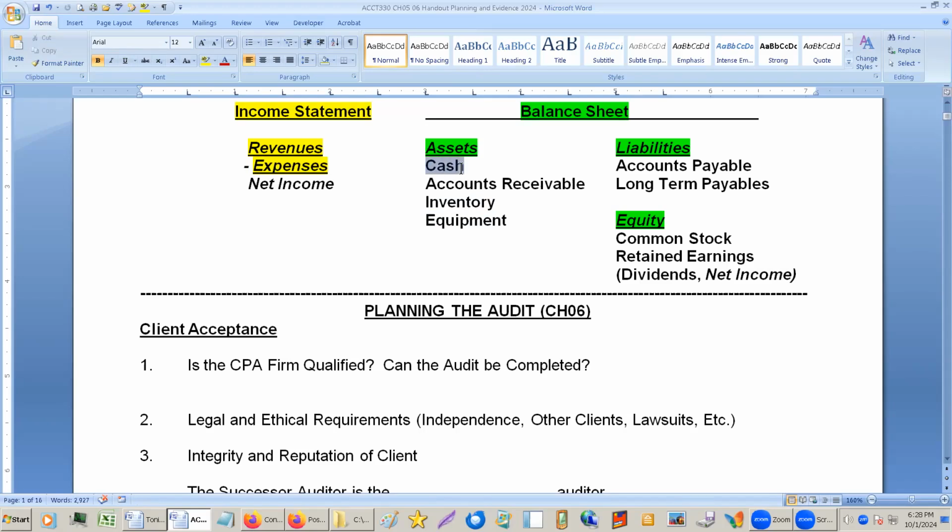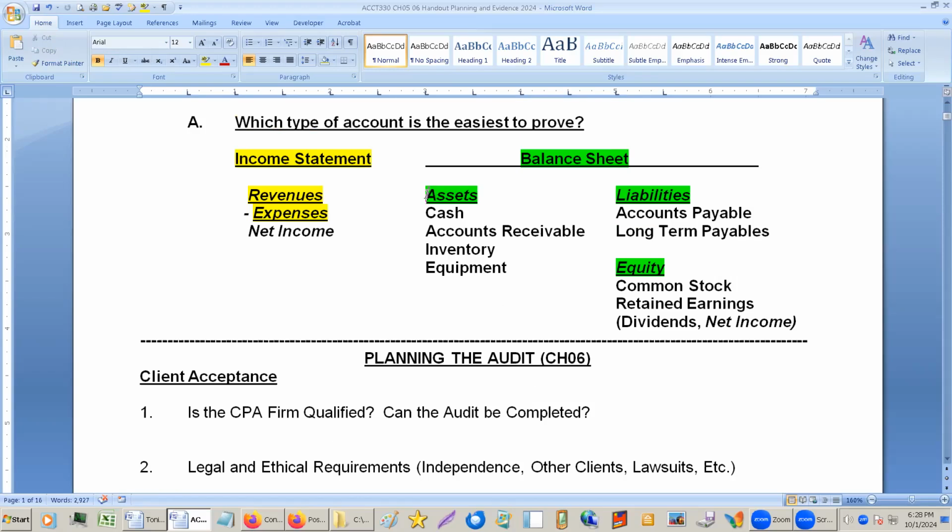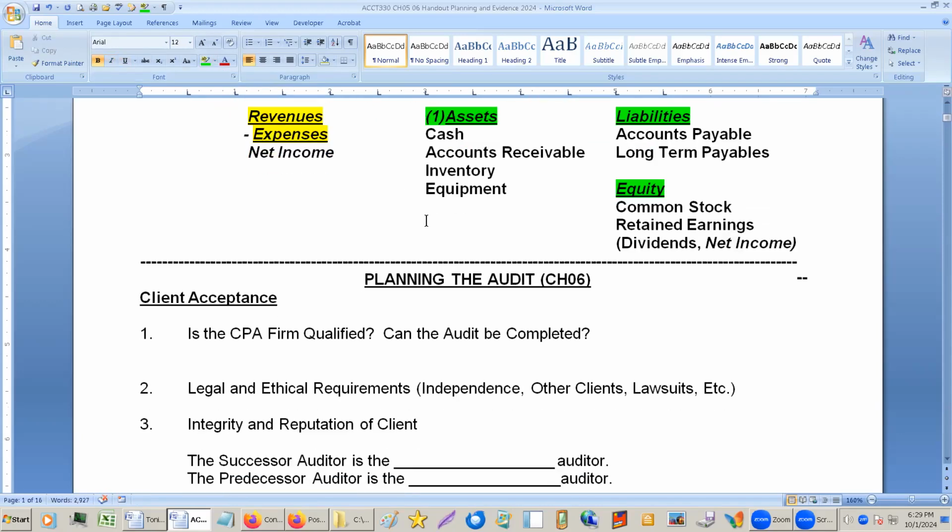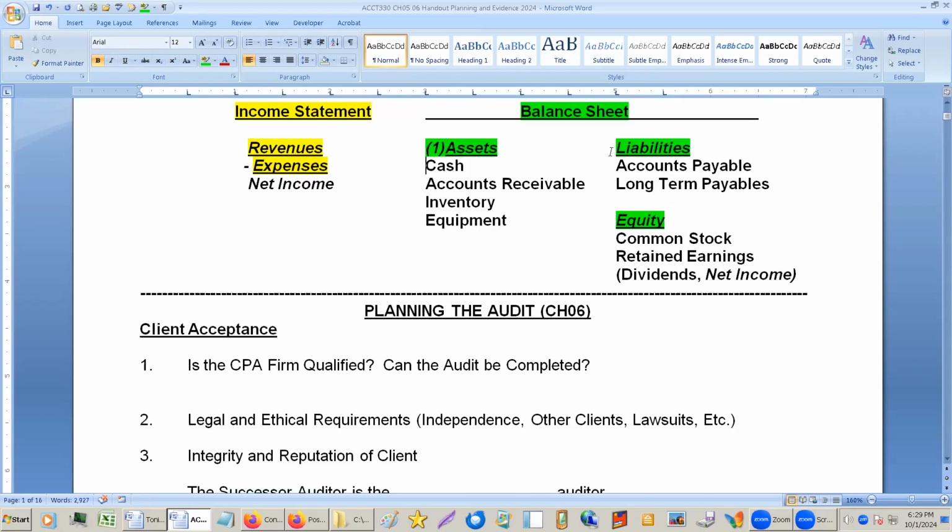Cash, you can look at the bank statements. So assets are where we usually start. They are the easiest. So we start with the assets. And the next thing we go to is liabilities. So this is where we start the audit. Assets, and then we go to liabilities and we prove those out. So we prove out the assets, and I'll talk about that in a second. And then we prove the liabilities.